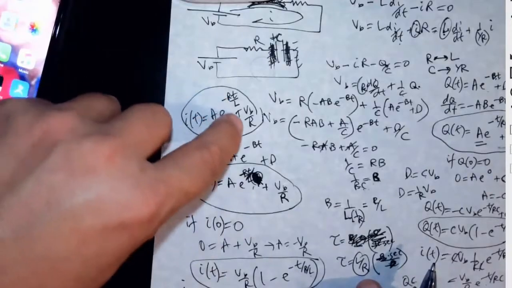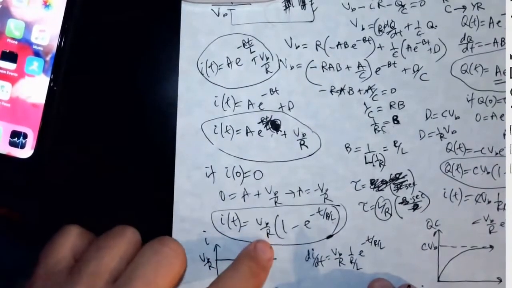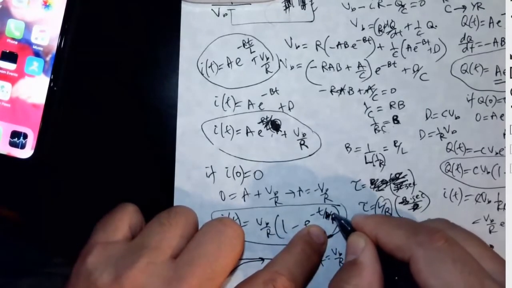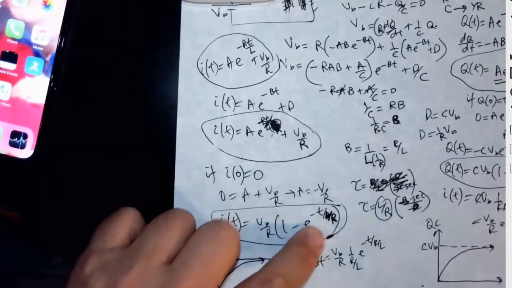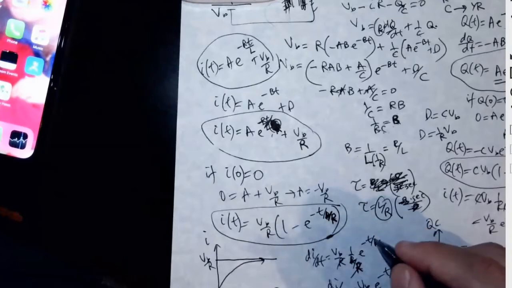So then the R would come down to the bottom and the time constant would be written on the bottom. You see. So then you have your VB over R, 1 minus e to the minus t over L over R on the bottom. Okay, so the derivative would be VB over R, 1 over L over R, and then you have di dt is equal to R cancel, VB over L, e to the minus t over, this is L over R.